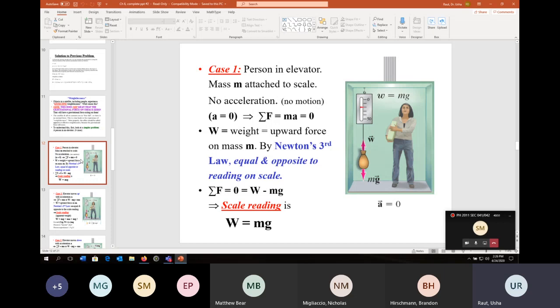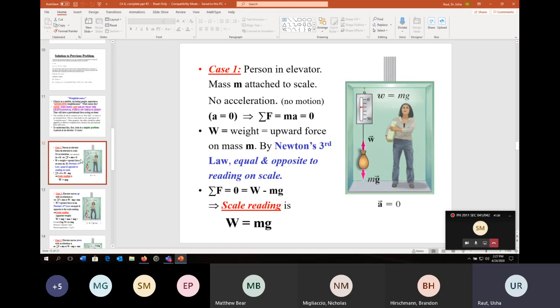And if the acceleration of the elevator is 0, that means there's no net movement, then W has to be equal to mg by Newton's second law, right? Summation of Fy, in this case summation of all the forces, has to be equal to 0. And so W has to be equal to mg. So it'll read the correct weight. It'll just read the mg. You see that? Because it's exactly balanced.